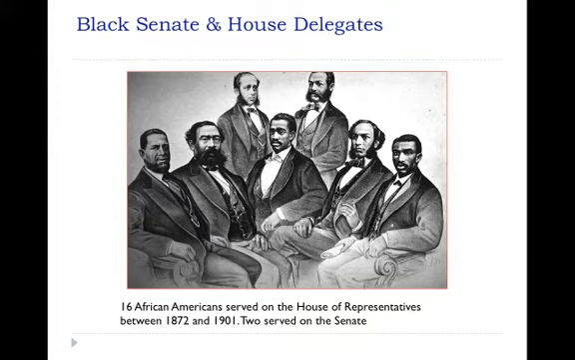Sixteen African Americans served in the House of Representatives between 1872 and 1901, and 2 actually served in the Senate. So this was great growth from slavery to actually making some of the country's greatest decisions.